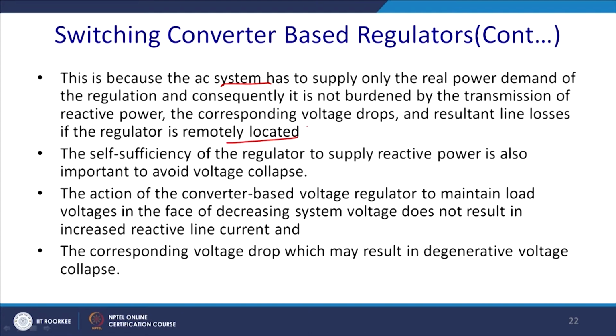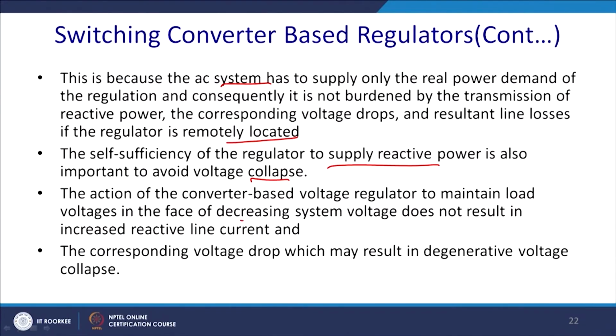The capability of the regulator to supply reactive power is also important to avoid voltage collapse. So, that is something, it has a self-healing mechanism. The action of the converter based voltage regulator to maintain the load voltage in the face of decreasing system voltage does not result in increased reactive line current. The corresponding voltage drop, which may result in regenerative voltage collapse, is something we require to take care of.